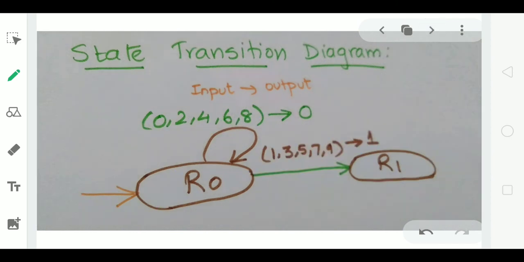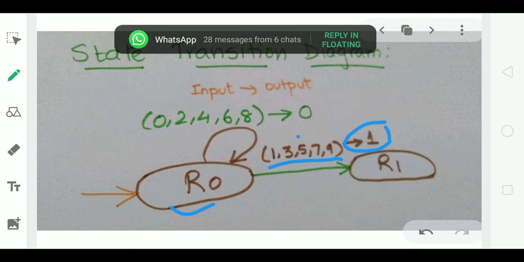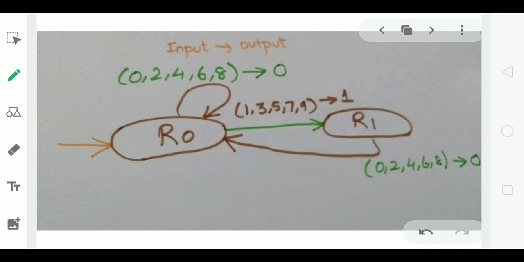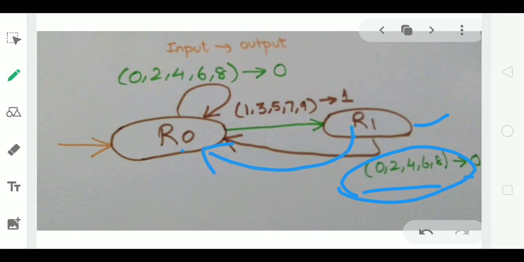Okay. Now after drawing for 0, 2, 4, 6, we have to jump to the next input group, which is 1, 3, 5, 7, 9. So the R0 state with 1, 3, 5, 7, 9 is going to generate output as 1, but it is going to the state R1. Similarly for R1 also, R1 with 0, 2, 4, 6, 8 produces output 0. So we write this near the state R1, but where is it going? It is going from R1 to R0. That's why we have drawn this kind of arrow.